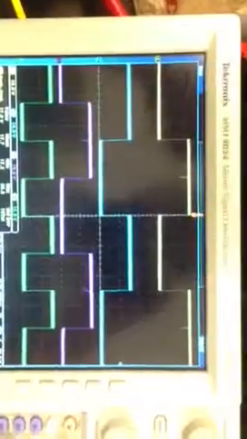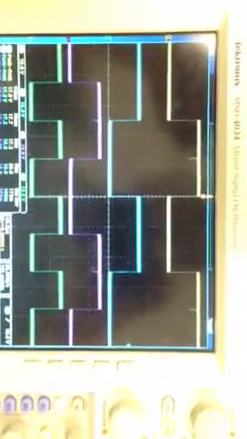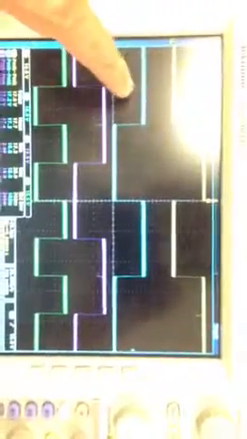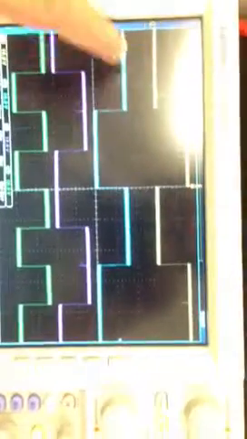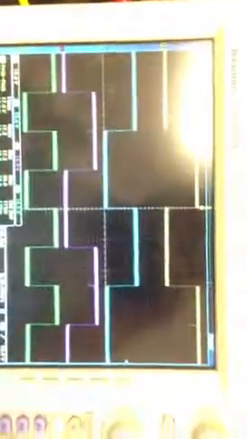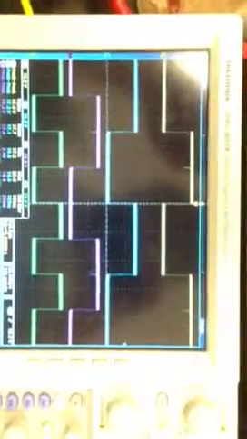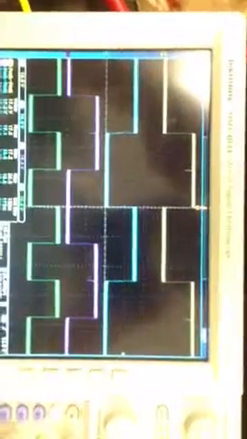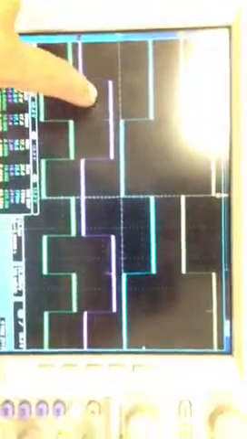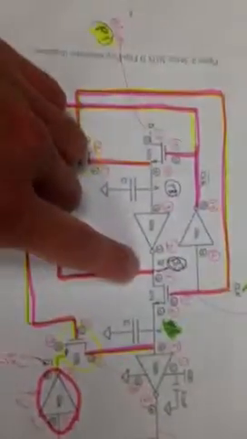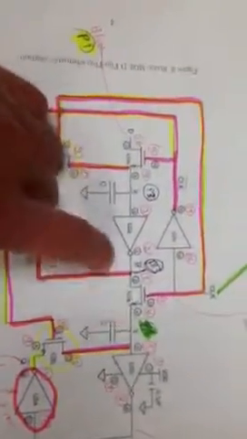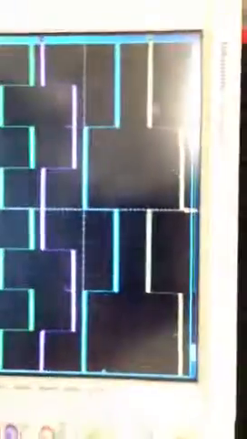So P1, the yellow guy here, is our data coming in. P2, which is this blue line, is our data coming out, Q. Right now it's in toggle mode, so that means that our Q bar is plugged up into our data. And this right here is located right here on the schematic before the second capacitor, so we're probing right there.